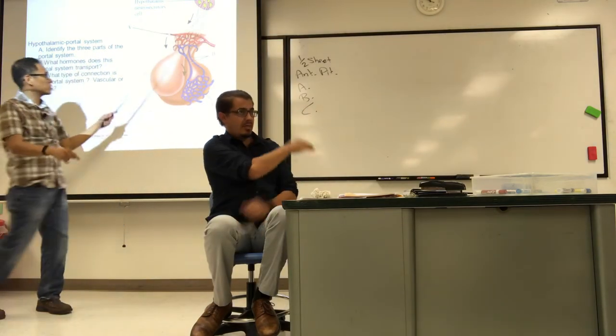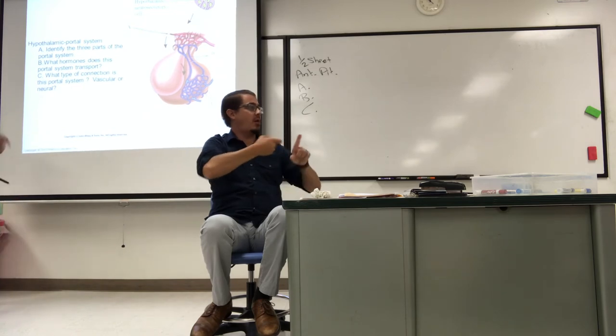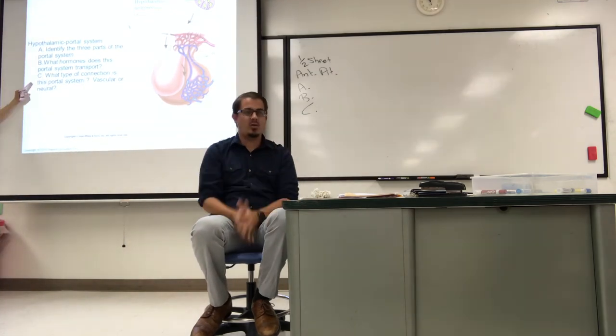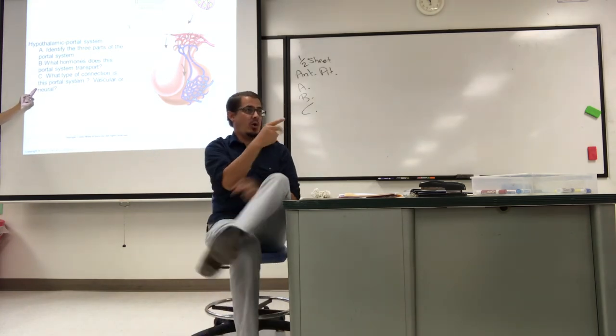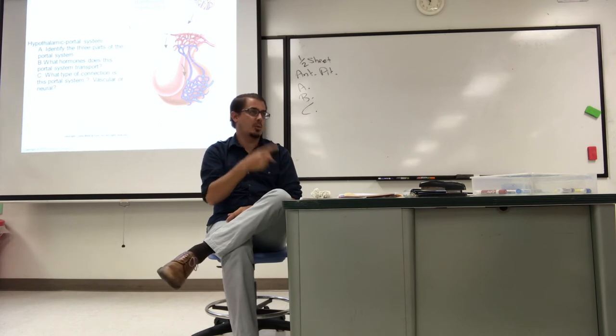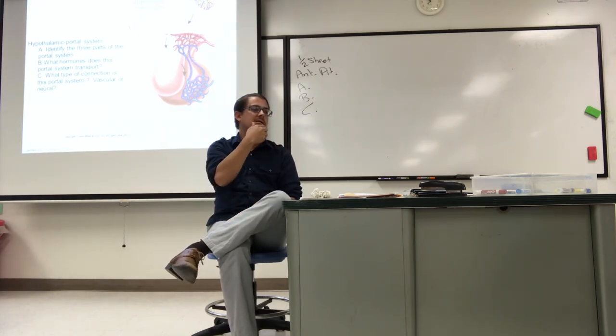They use the portal system. And then they're released from here. And yeah, that's a common mistake on the test. Let's try to get that straightened out. C is a one-word answer. How would you describe it, vascular or neural? Vascular. It's definitely vascular. It's a vein, right, portal vein. It goes from the cap bed 1 to the cap bed 2.